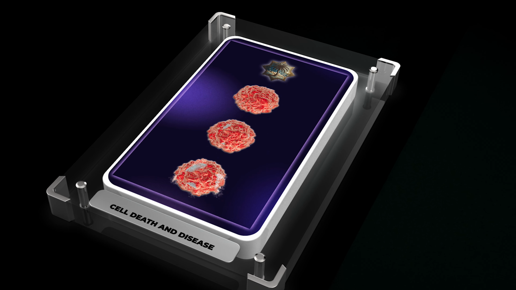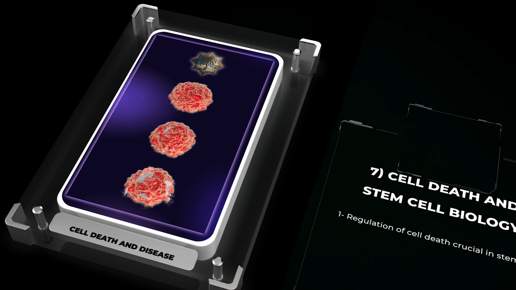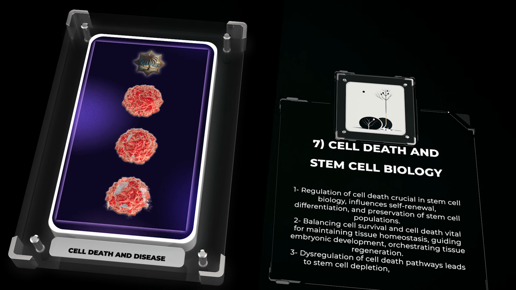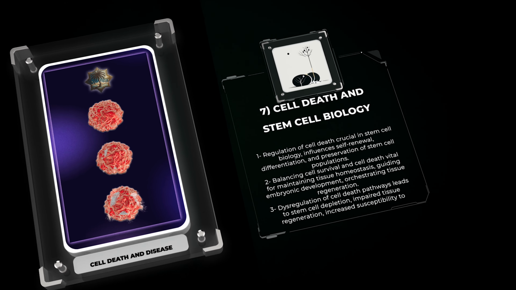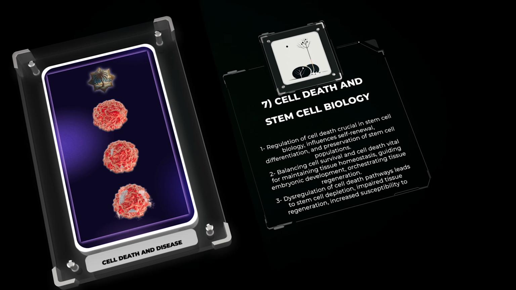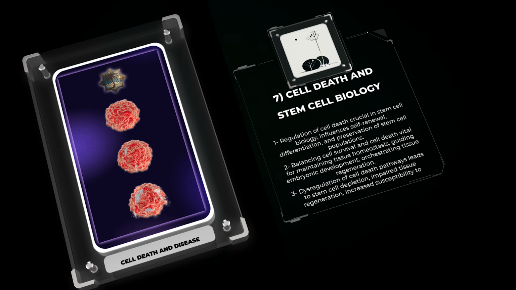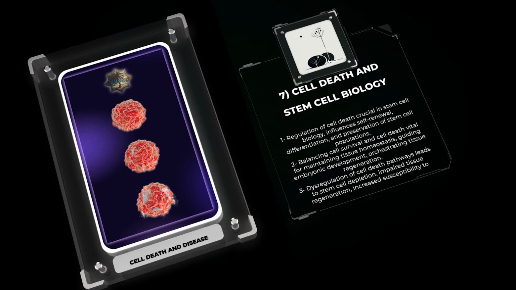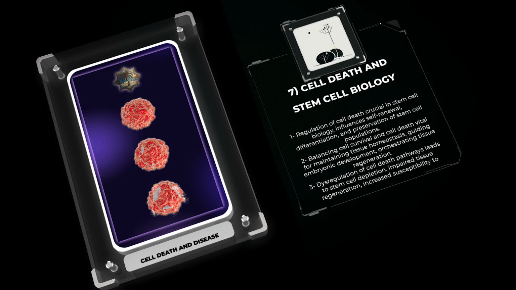The regulation of cell death is crucial in the context of stem cell biology as it influences self-renewal, differentiation, and the preservation of stem cell populations. Balancing cell survival and cell death is vital for maintaining tissue homeostasis, guiding proper embryonic development, and orchestrating tissue regeneration. Dysregulation of cell death pathways can lead to stem cell depletion, impaired tissue regeneration, and increased susceptibility to diseases. Understanding the mechanisms by which cell death influences stem cell fate has profound implications in regenerative medicine, aging research, and cancer therapeutics.